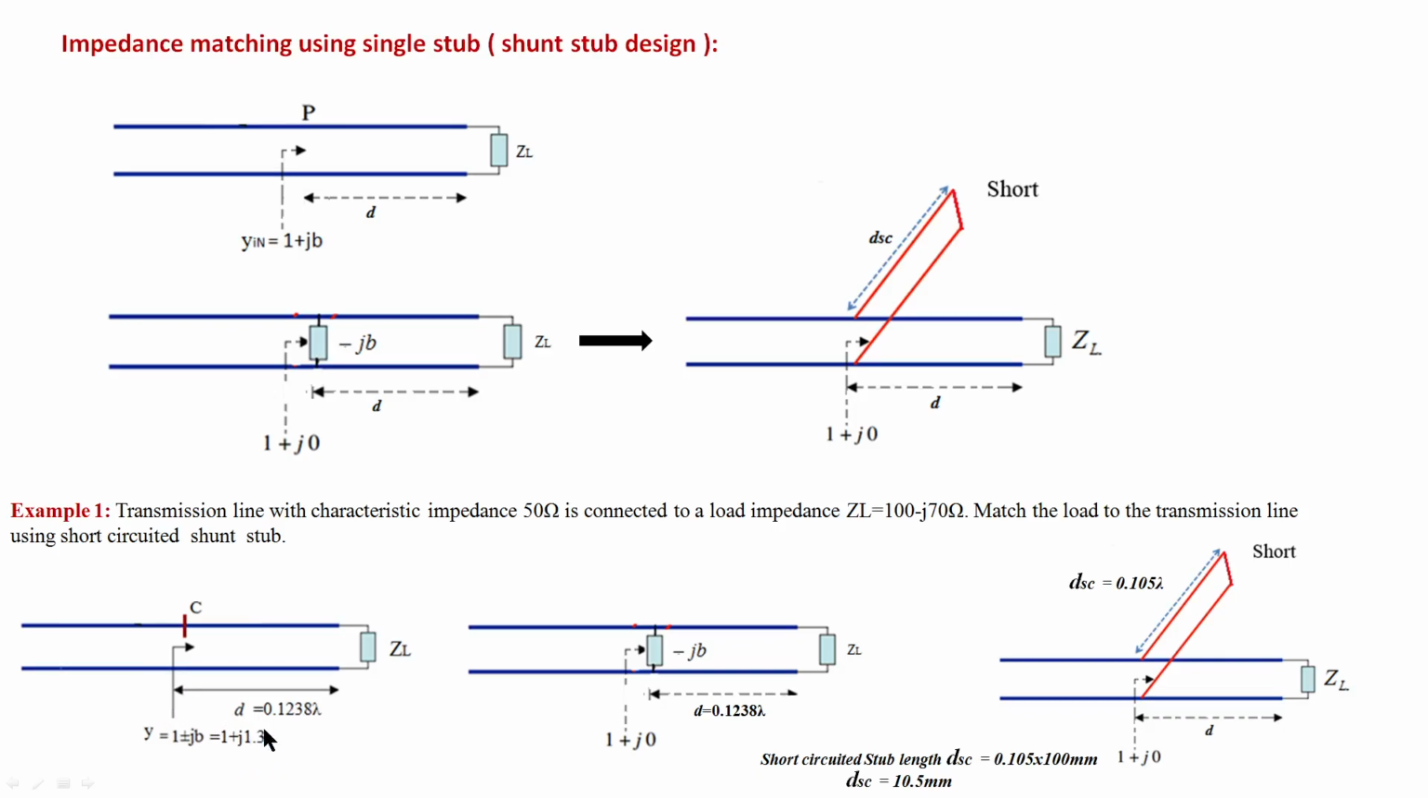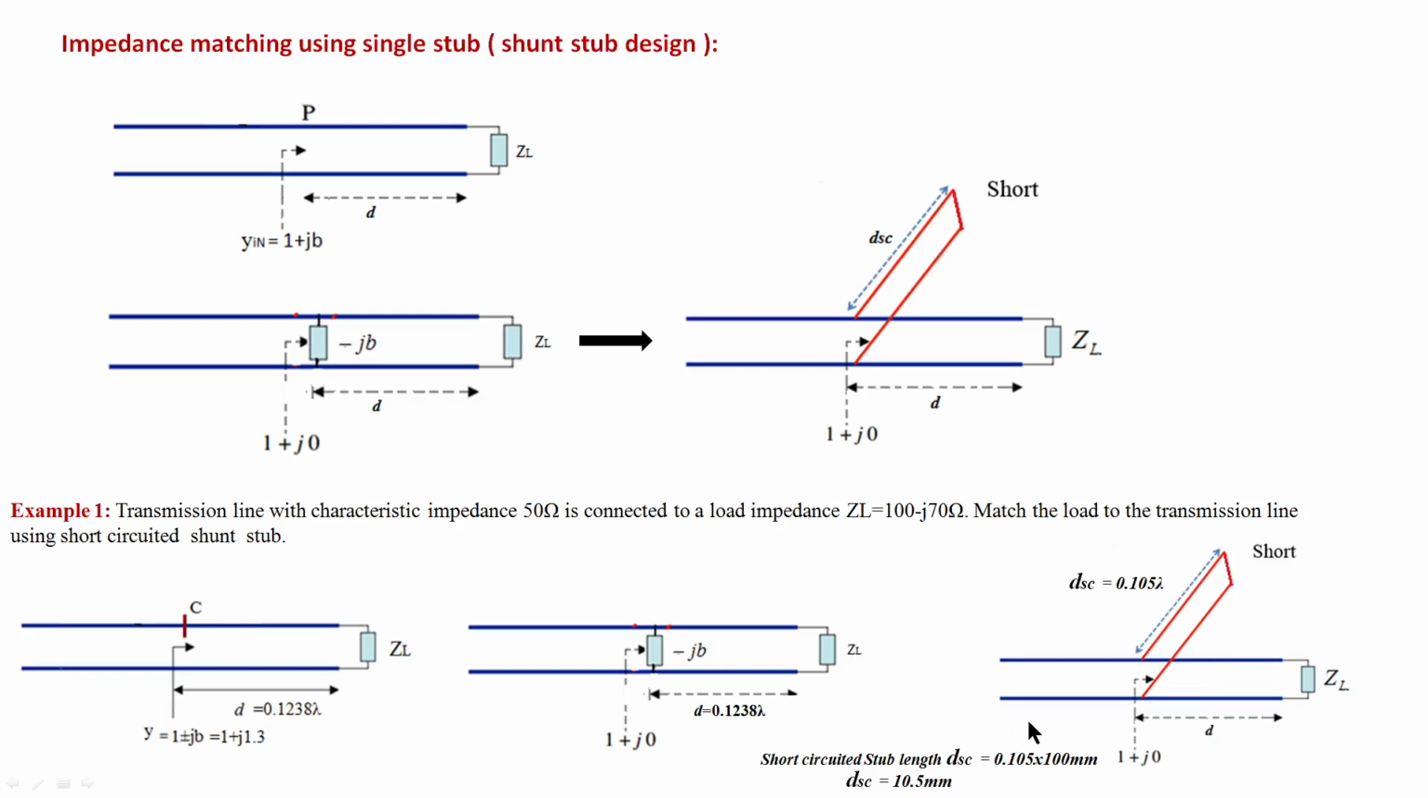You should cancel that. You should connect a component like this. Its susceptance value must be like this, opposite to the one. How to implement this one component? That is using a stub. Again, designing a stub means you should get a length here, this length of the stub, DSC.